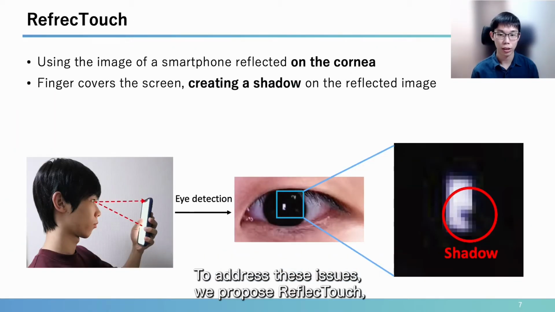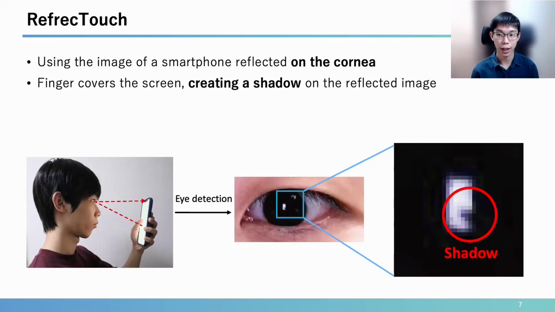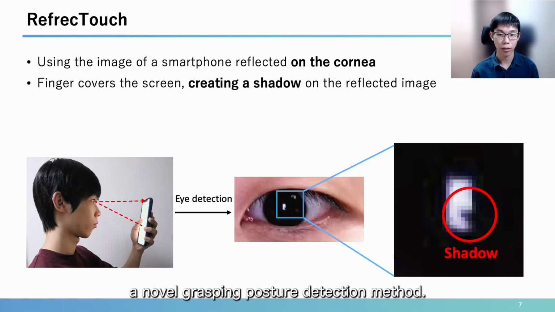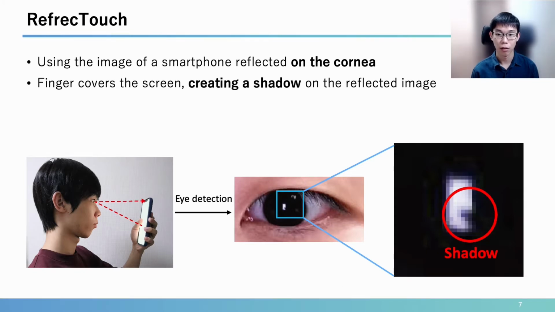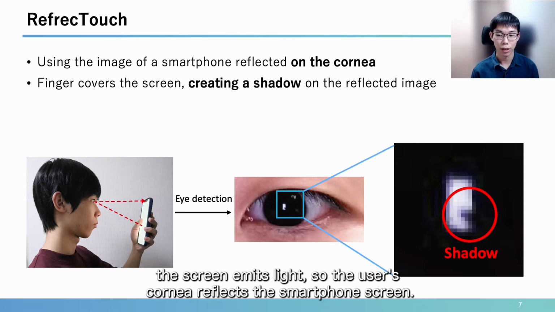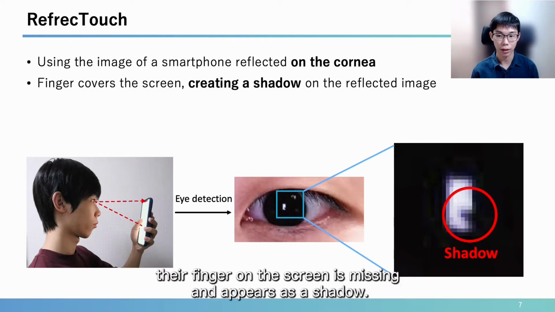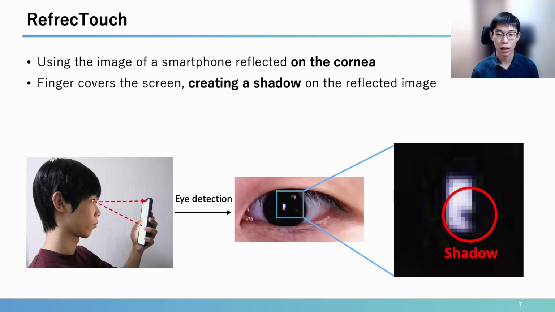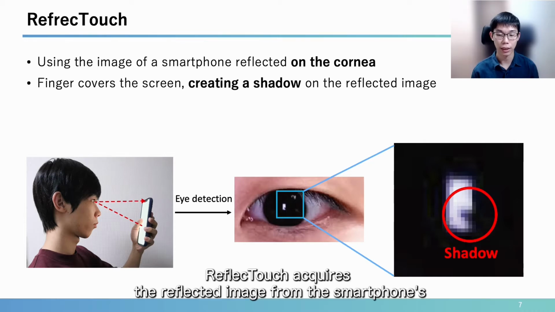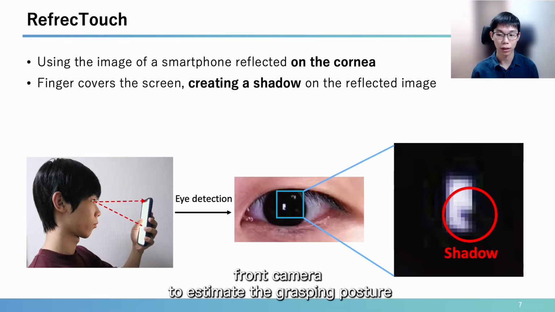To address these issues, we propose ReflecTouch, a novel grasping posture detection method. When a user operates a smartphone, the screen emits light, so the user's cornea reflects the smartphone screen. In the reflected image, the area where the user places their finger on the screen is missing and appears as a shadow. ReflecTouch acquires the reflected image from the smartphone's front camera to estimate the grasping posture.